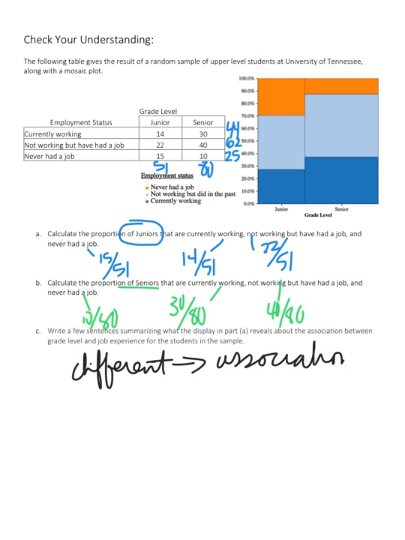Here's what I would say for my sentences: the two segmented bars for juniors and seniors are broken up differently, which means there likely is an association between grade level and employment status. For example, if you are a senior, you are much more likely to currently have a job. Also, if you're a senior, you're much more likely to be not working but have had a job. So if you're a senior, it's very unlikely that you never have had a job. As opposed to juniors, if you are a junior, it is a 30% chance that you never have had a job. So it does seem that there is an association between grade level and employment status.